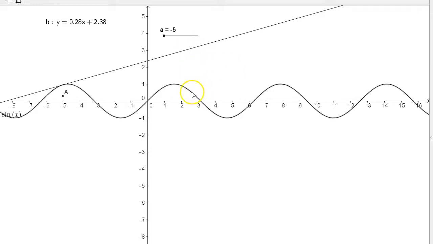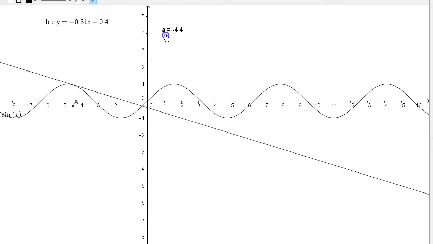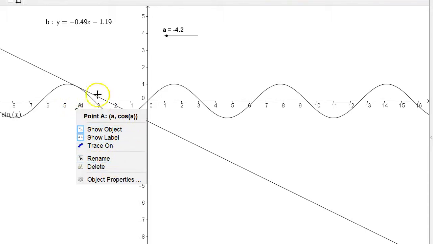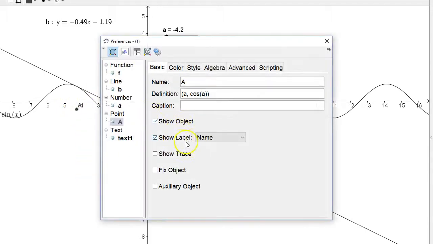I've got the graph of sine right here as a function. Here's the sine function. And what I've got set up on GeoGebra is that as I slide this point A here, it moves the tangent line to the graph along the curve. And then point A here actually is, let me show the label. I should just turn that on. Properties, show label, and I'll show value.